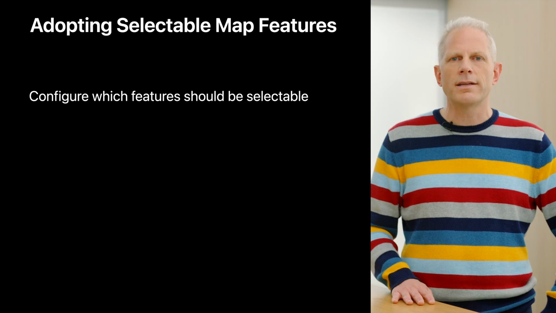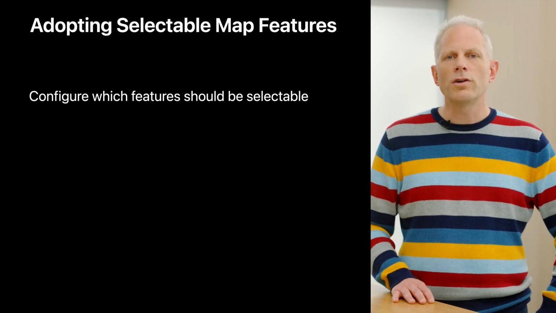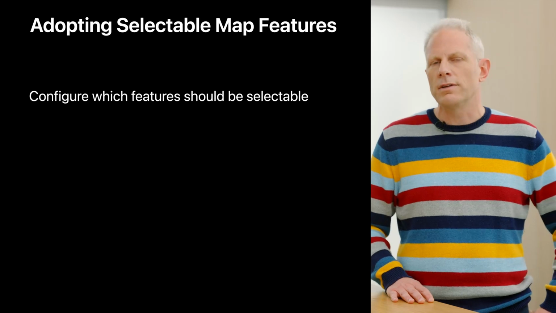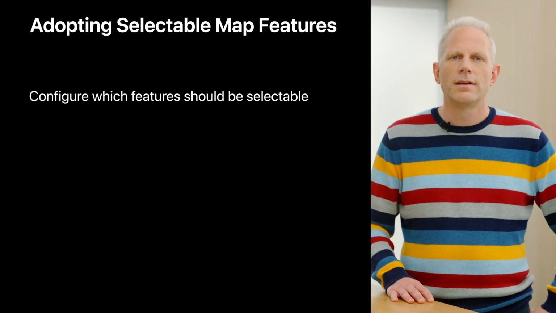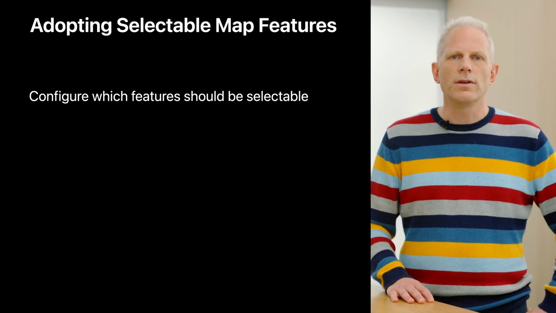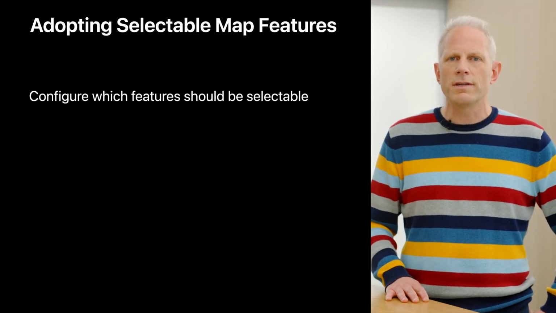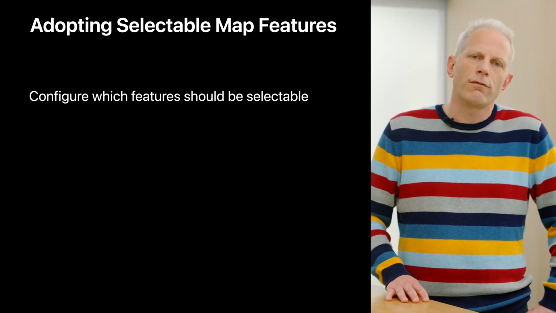To adopt selectable map features in your app, all you need to do is go through a few simple steps. First, configure which feature types should be selectable. As we just saw, there are 3 main feature types, and it might not make sense for all of them to be interactive in the context of your app. For points of interest features, you can also use our existing filter API to further restrict which points of interest categories can appear and therefore be selectable.